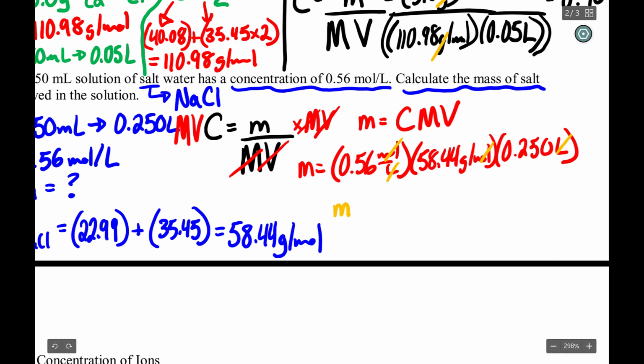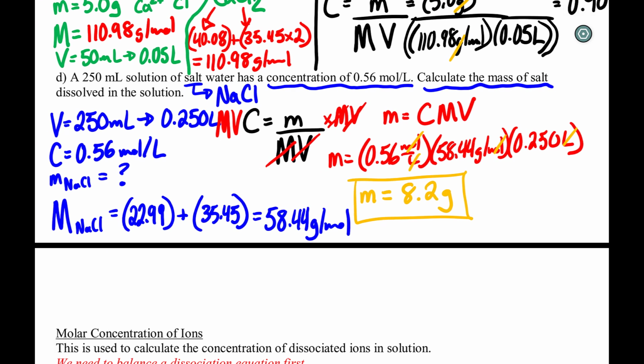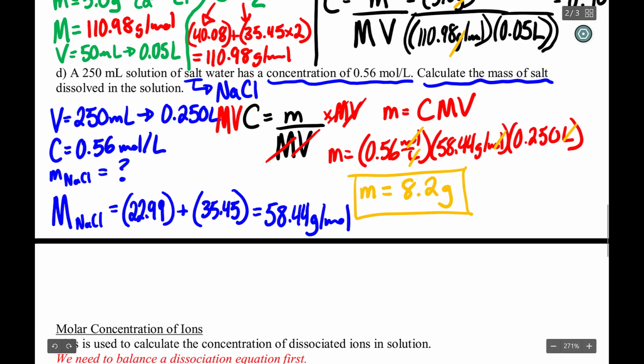And so your total mass here would end up being 8.2 grams with rounding. Now I do want to show an alternate method for answering any of these questions, but especially question D, which is using unit analysis or fractions, which is generally what we're going to do when we get to solution stoichiometry. But it's also what a university professor would do.